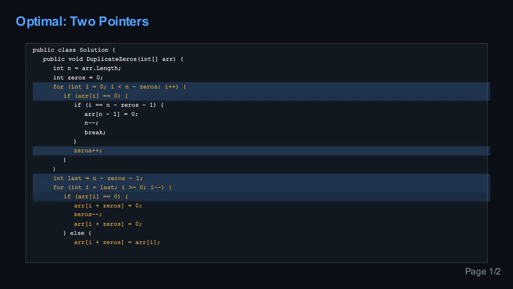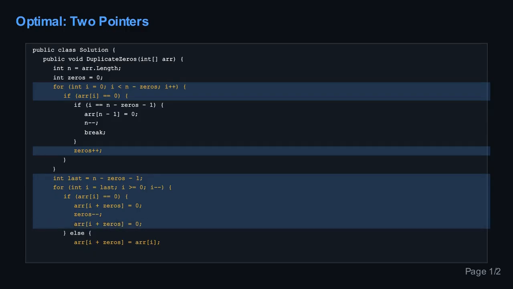At index 5, we have 4. This 4 goes into its final shifted position. Next, at index 4, we have a 0. This 0 needs to be duplicated, so 2 zeros are placed. We continue this process, placing 3, then 2. When we hit the 0 at index 1, it's duplicated. Finally, 1 is placed. This backward pass correctly handles the shifting and duplication.